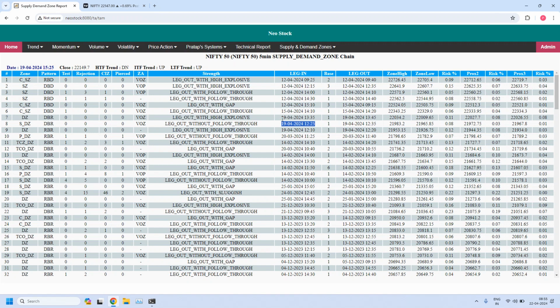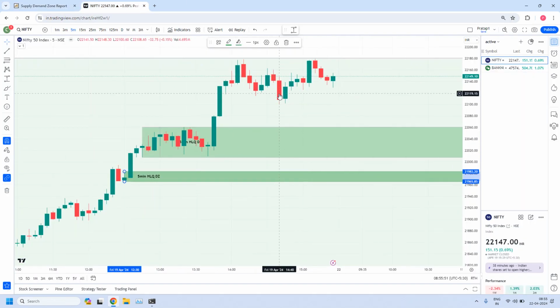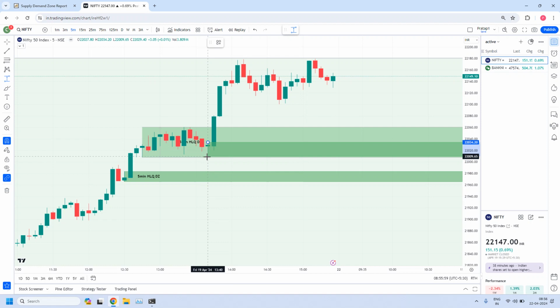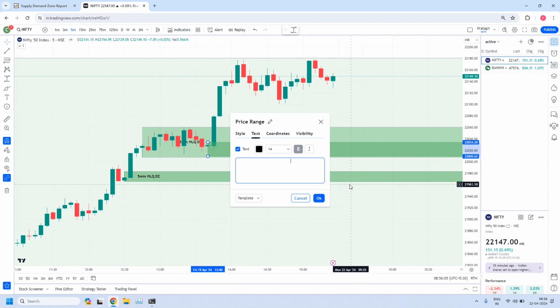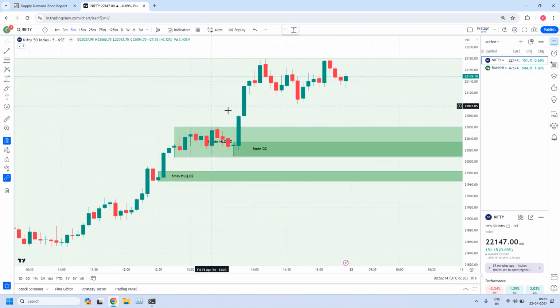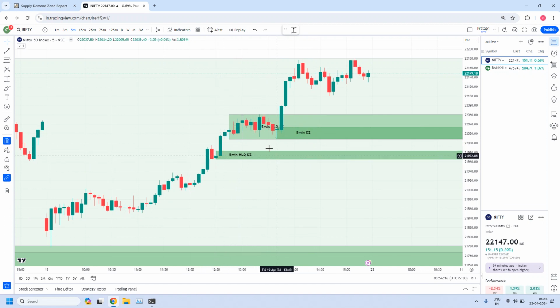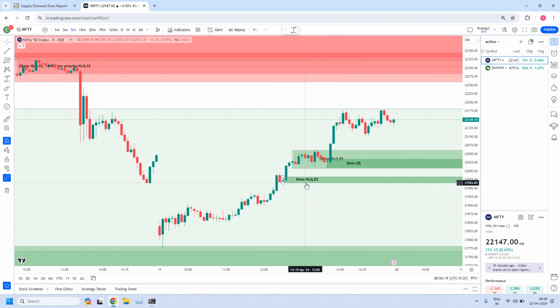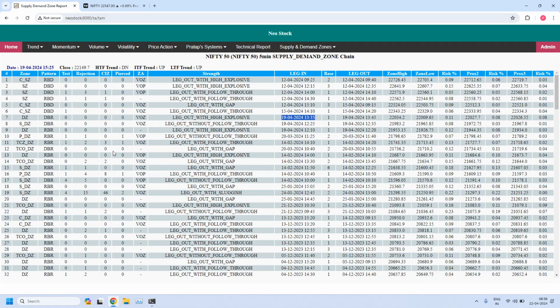But above there is one more, 19.4, 13.35. This is a fine-tuned zone inside this 5 minutes, 15 minutes high liquidity. This is only a fine-tuned demand zone. This is a normal demand zone, but it is fine-tuned inside this 15 minutes high liquidity, drop base rally. But this drop base rally is below the 15 minute high liquidity demand zone. So these two demand zones we have drawn.